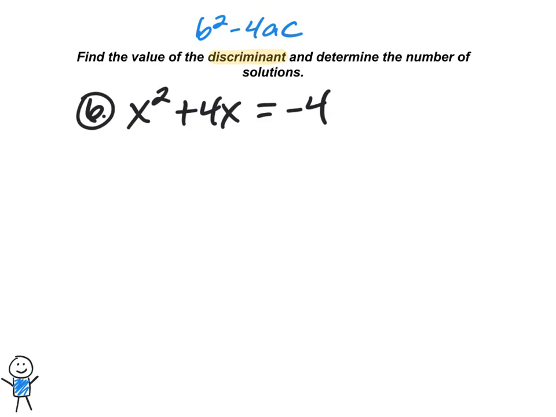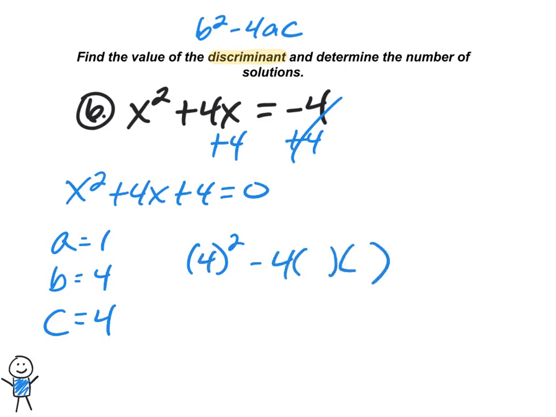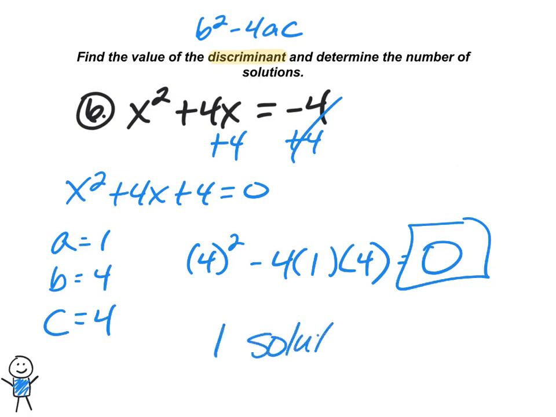Our last example needs to be in standard form first, so I will add 4 to both sides of my equation, giving me x squared plus 4x plus 4 is equal to 0. I can now identify my A is 1, my B is 4, and my C is also 4. Plugging into that discriminant, the B is 4, the A is 1, and the C is 4, giving me a result of 0. And recall that if my discriminant is 0, that means I'm going to have one solution to my quadratic function.